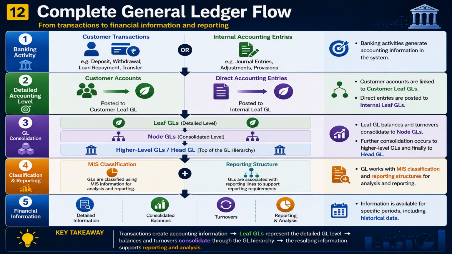Let's now connect all the concepts we have learned into one complete flow. Banking activities generate accounting information. For customer-related activities, transactions are posted to customer accounts, which are associated with customer leaf GLs. For internal accounting requirements, direct entries can be posted to internal leaf GLs. From the leaf GL level, balances and turnovers are consolidated upward through the chart of accounts. Leaf GLs report into node GLs, and where multiple levels exist, consolidation continues through higher-level GLs within the GL hierarchy. The general ledger structure can also work with MIS classification and reporting structures to support analysis and reporting requirements.